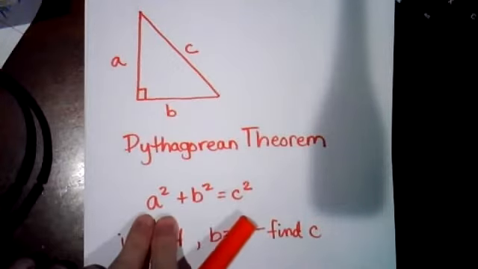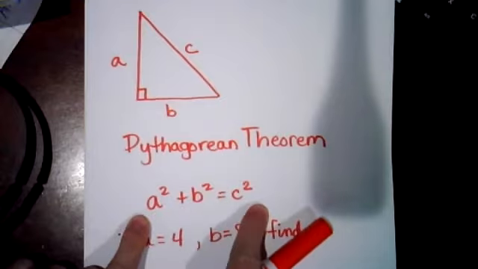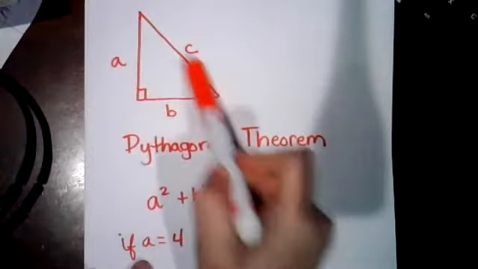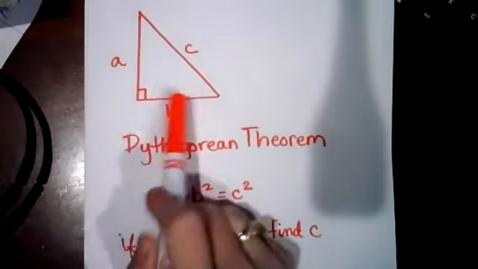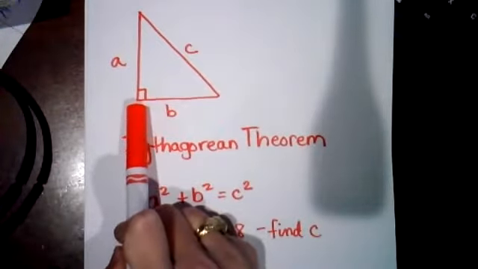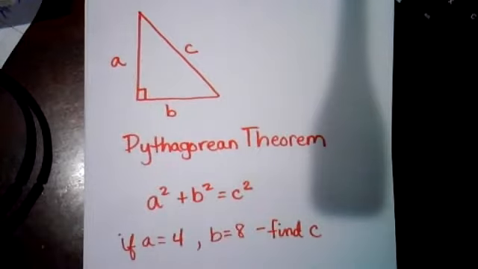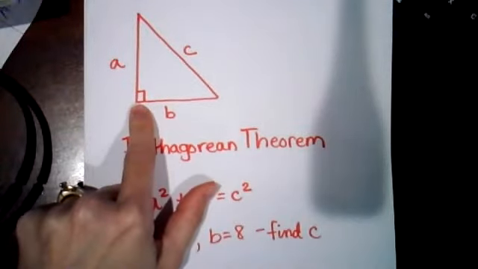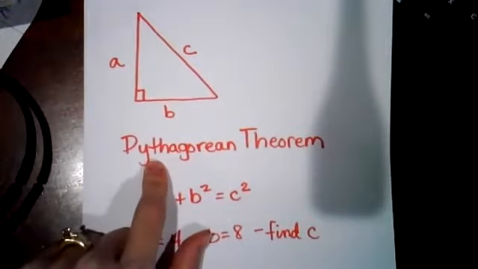So the Pythagorean theorem is a squared plus b squared equals c squared. First of all, let me explain. You have to have a right triangle. Right meaning it has to have 90 degrees in one of the corners. You cannot have more than one 90-degree angle in a triangle. It's impossible. All right. So you have to have one 90-degree angle for this Pythagorean theorem to work.